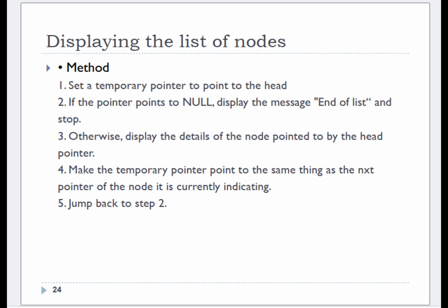Method. 1. Set a temporary pointer to point to the head. 2. If the pointer points to null, display the message end of list and stop. 3. Otherwise, display the details of the node pointed to by the head pointer. 4. Make the temporary pointer point to the same thing as the next pointer of the node it is currently indicating. 5. Jump back to step 2.